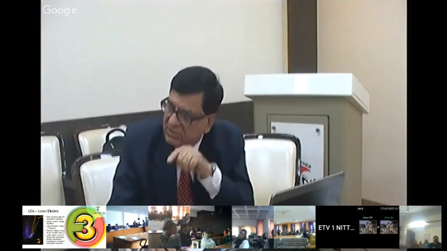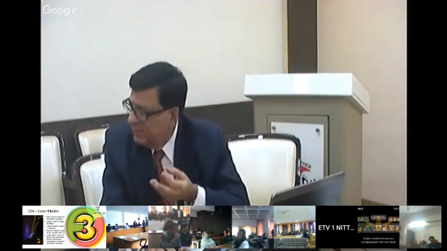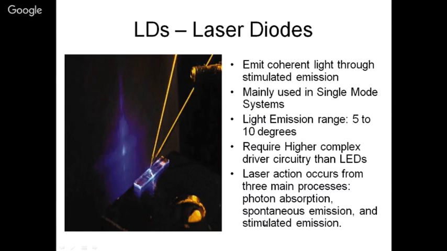So they are suitable for single mode fibers because they can pass through the eye of a needle. So more light will get coupled into the optical fiber, single mode fiber. And the light emission ranges from a 5 to 10 degree cone, so we can couple more into the optical fiber. They require higher and complex driver circuitry. So that is why they are more expensive. And the laser function comes from three things: photon absorption, spontaneous emission, and stimulated emission. That is how lasers work.